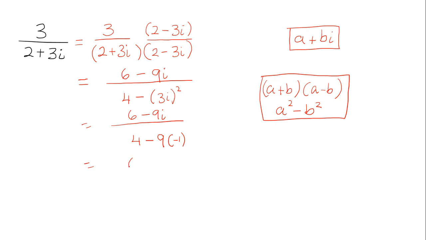So in this case you can see it's a little bit simpler. Now my 4 plus 9 is only 13. Always remember the main objective is this, a plus bi. So I can just put it like this, 6 over 13, and then another term for your complex value now is 9 over 13 i.